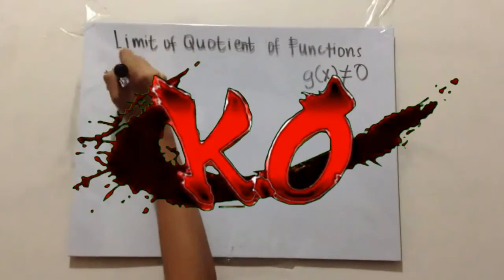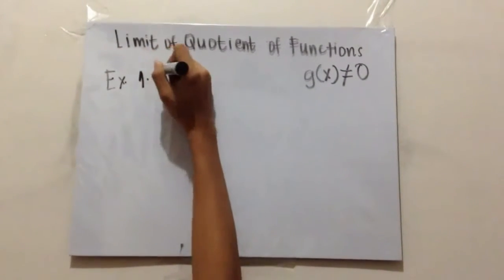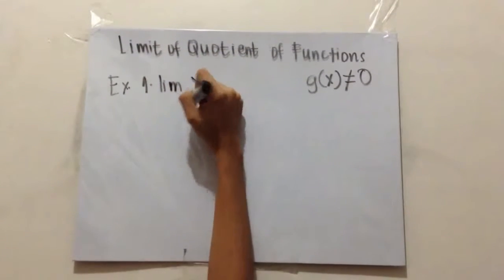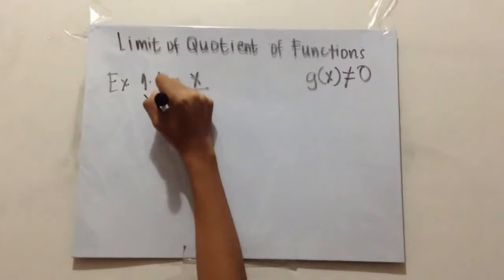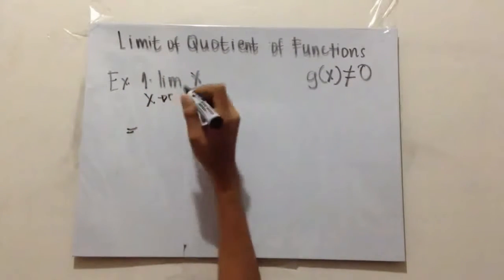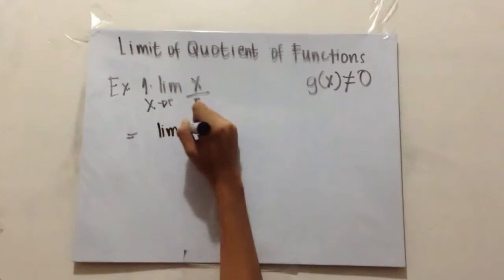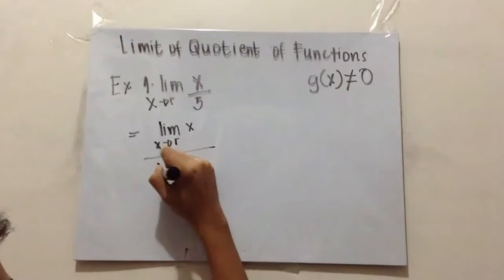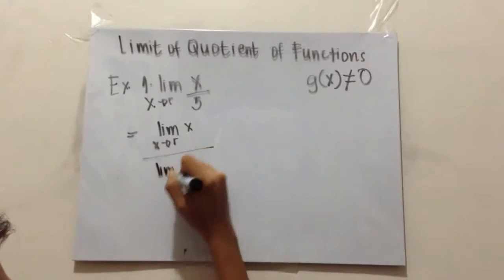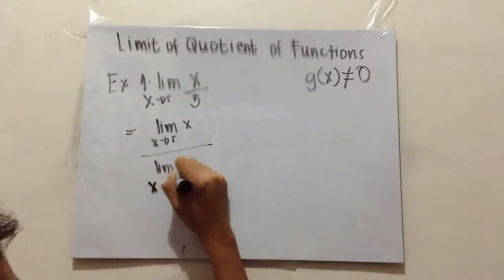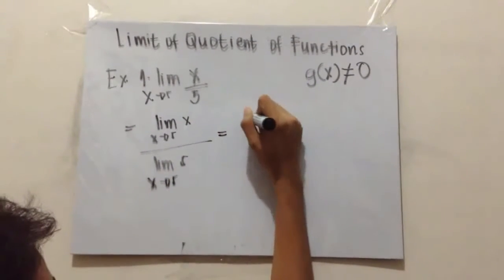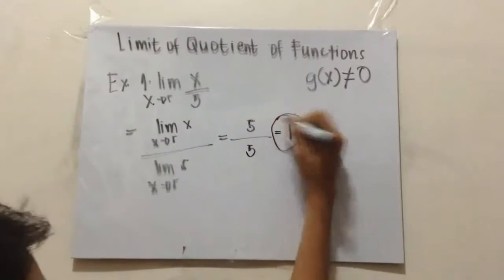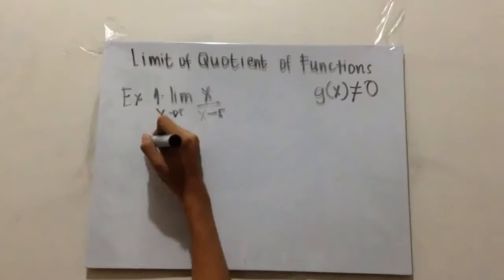For our first example on the limit of a quotient of functions, example number 1, we have the limit of x over 5 as x approaches 5. Separate the terms: limit of x as x approaches 5 over limit of 5 as x approaches 5. We will use the function x and constant theorem here. We will get 5 over 5 that equals 1.